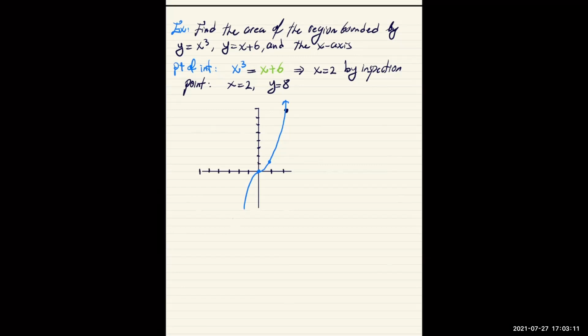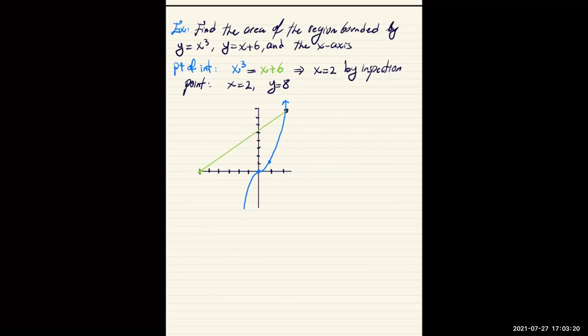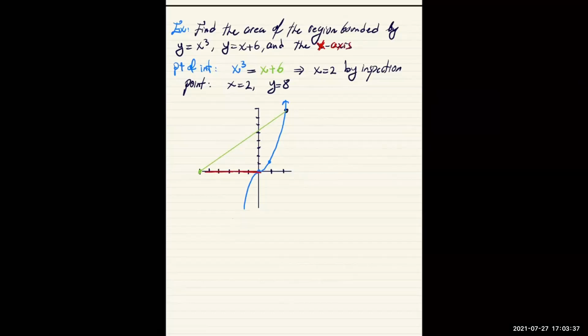-6, 0 is a point on the green line. Okay, so that's the line, and also the x-axis. The x-axis is going to bound the region. Okay, so here is the x-axis.